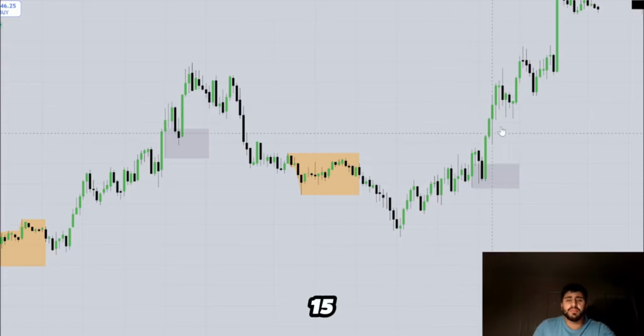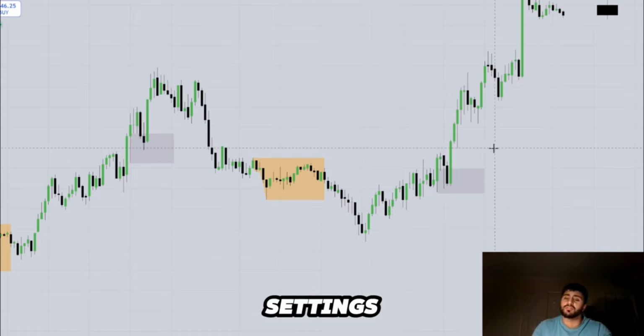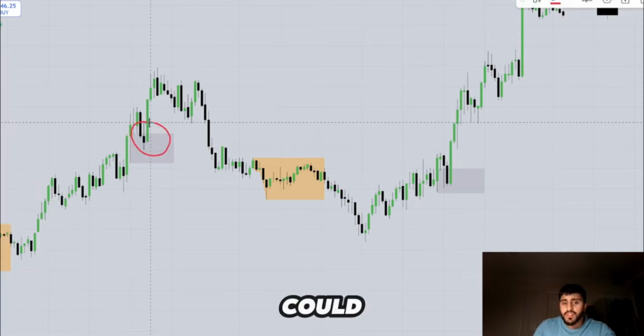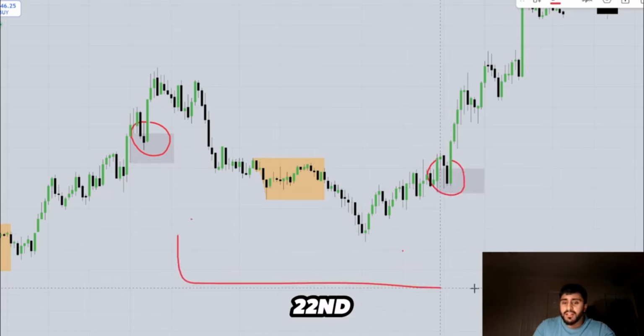So here we have the 15-minute time frame of ES, and we're going to be going over my chart settings, right? So on the regular candlestick chart, which by the way cannot give you the full story, we're going to be breaking down a trade you could have taken here and a trade you could have taken here. So this is now Thursday and Wednesday, so that's the 22nd and 23rd.